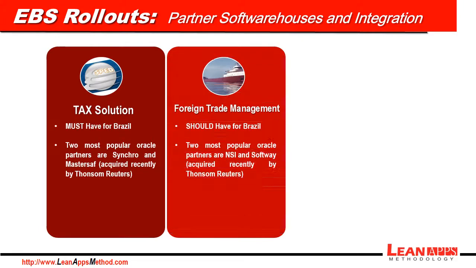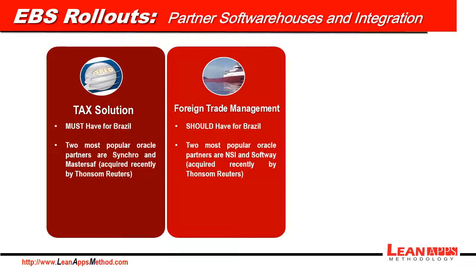Second group is the foreign trade management group. This is a should-have group for companies who have importation or exportation because Brazil has taxes, fees, and processes related to foreign trade that Oracle does not address. But you can still survive without it, depending on your volume and with a few customizations and manual controls. The 2 main software houses are NSI and Softway, which was also recently acquired by Thomson Reuters.